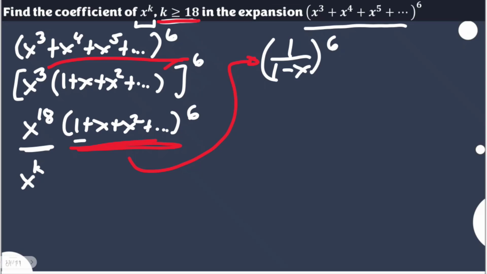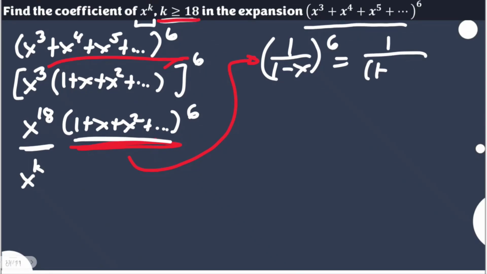This polynomial could be expressed as the rational expression 1 over 1 minus x. Then by power law, 1 to the power of 6 is just equal to 1. You have your 1 minus x raised to the power of 6 in the denominator, which can be written rather as 1 minus x to the power of negative 6.